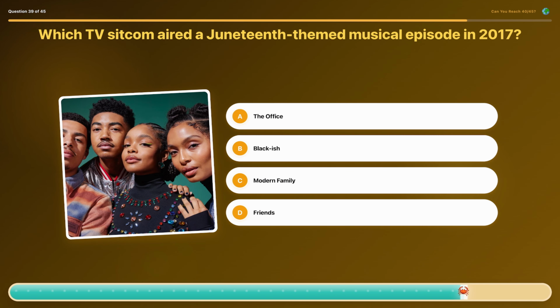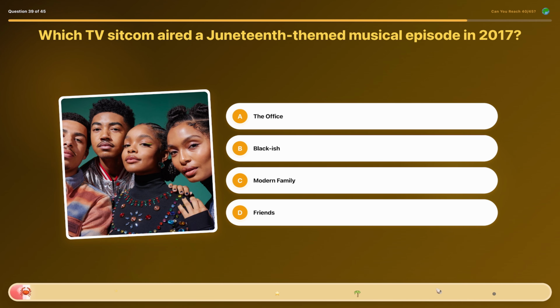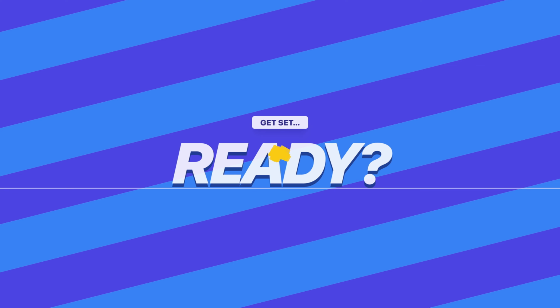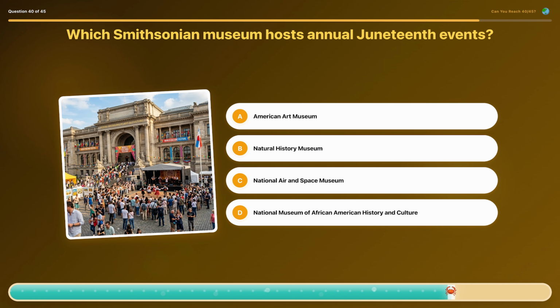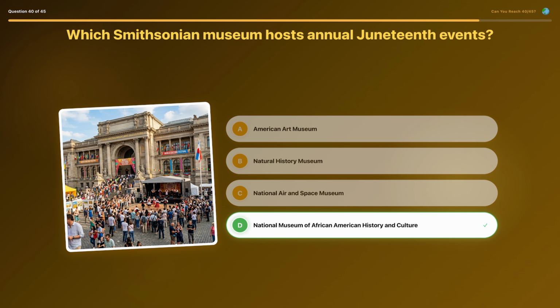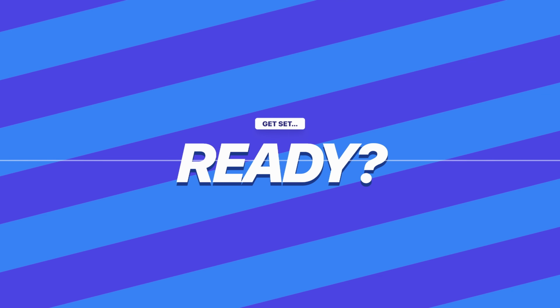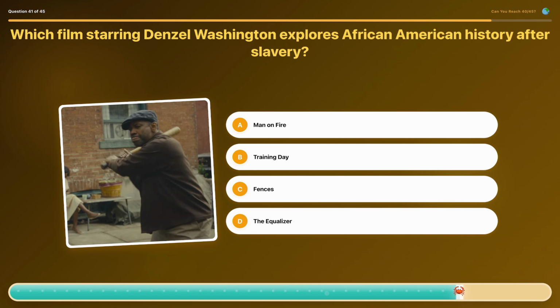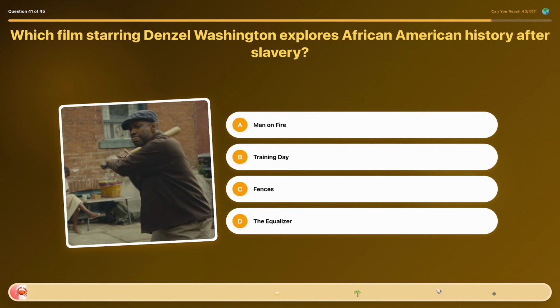Which TV sitcom aired a Juneteenth-themed musical episode in 2017? Blackish. Which Smithsonian museum hosts annual Juneteenth events? National Museum of African American History and Culture. Which film starring Denzel Washington explores African American history after slavery? Fences.